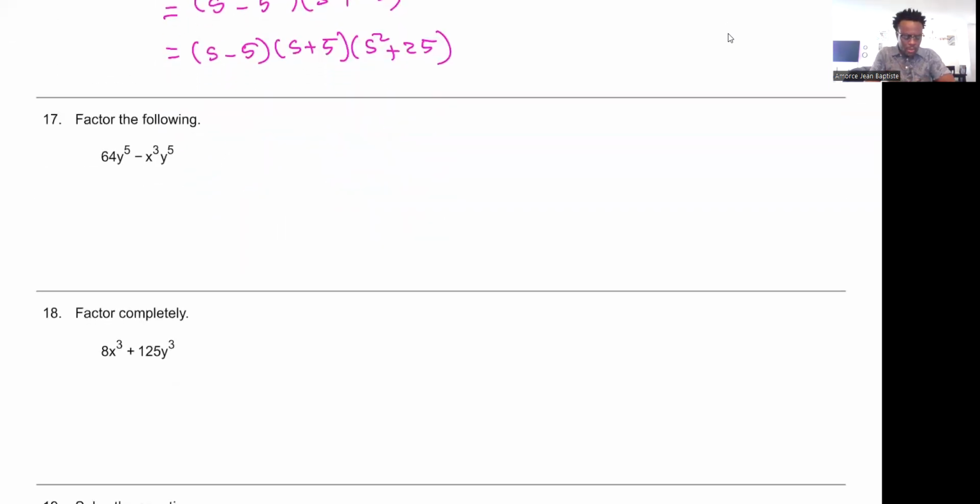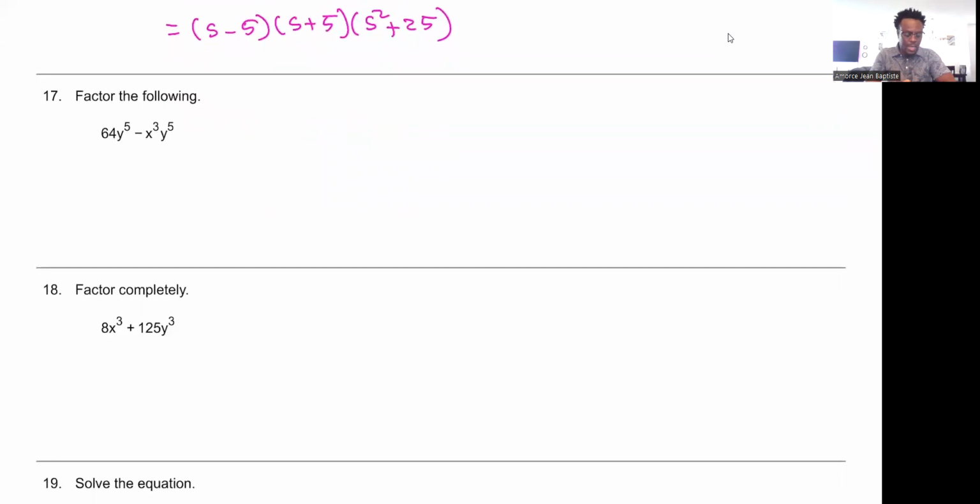Next problem here, we can factor the GCF. I'm looking for some type of GCF, and then after that we will see what we do. But I have the impression that this will be one of our special factors that we learned in class. So let's factor the GCF, which is y to the 5th power. And when we factor it out, it's 64 minus x to the 3rd.